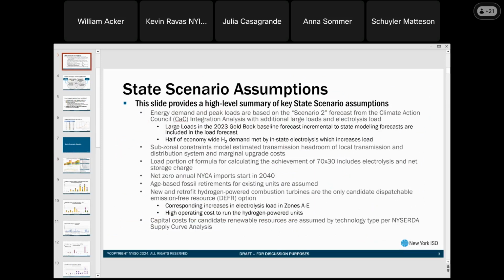Yes, so for this scenario 1, we're just being consistent with the assumptions and integration analysis, and we're using combined cycle turbines or combustion turbines themselves. For scenario 3, we're only allowing fuel cells to be used as the DFER in that scenario. So you are right. We have a whole scenario developed that only allows fuel cells to be built. So that will be reflected probably in a few weeks whenever we get to presenting results from scenario 3. Okay, got it. Thank you.